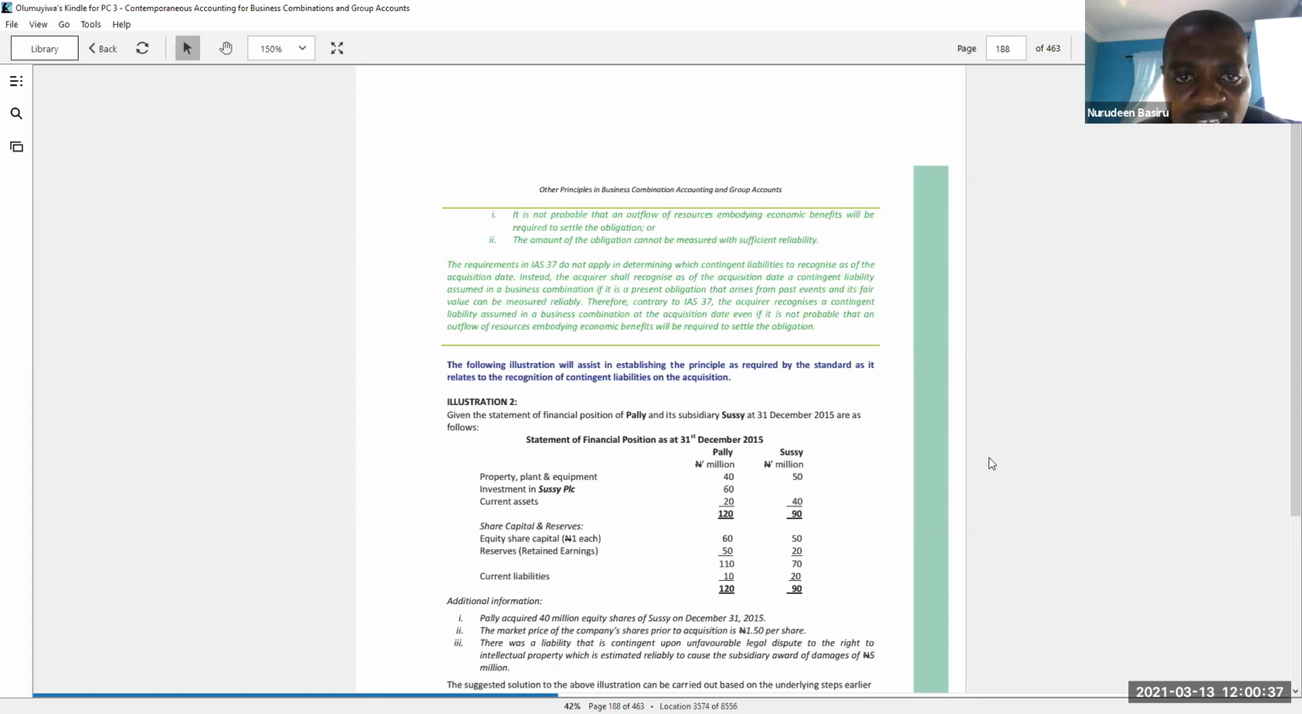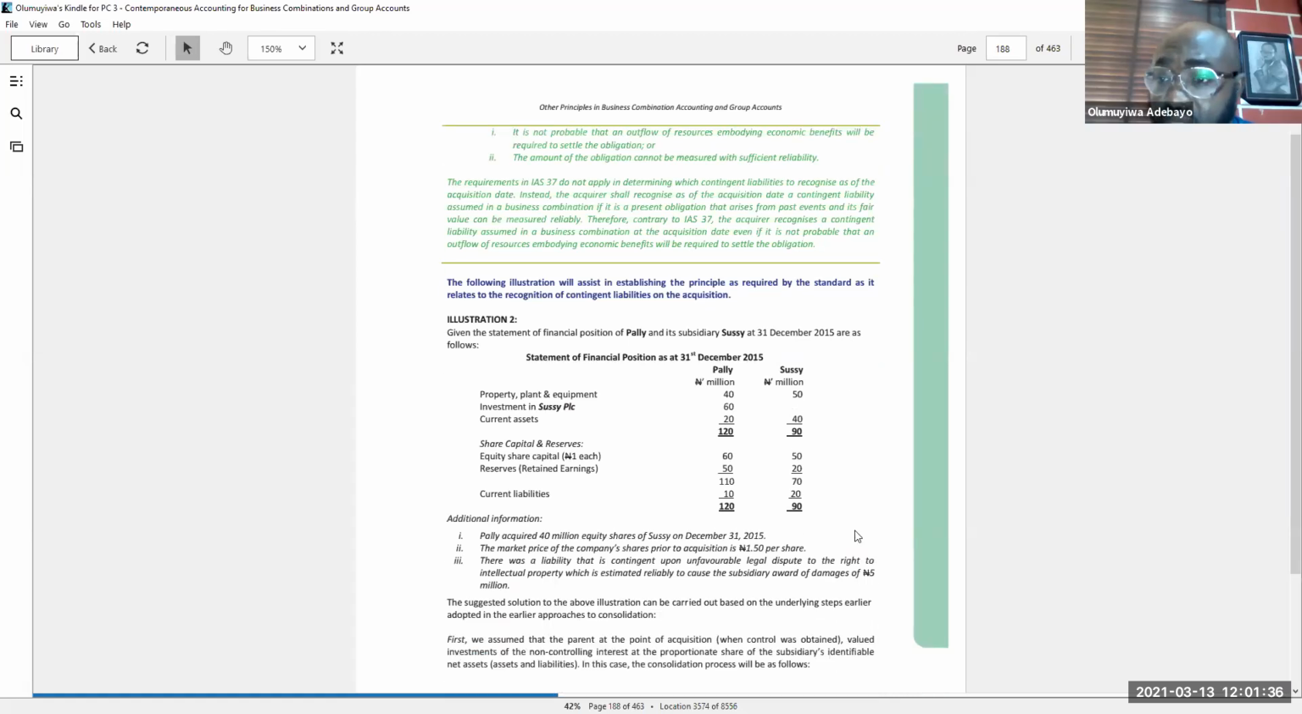The requirements in IAS 37 do not apply in determining which contingent liabilities to recognize as of the acquisition date. Instead, the acquirer shall recognize as of the acquisition date a contingent liability assumed in a business combination if it is a present obligation that arises from past events and its fair value can be measured reliably. Therefore, contrary to IAS 37, the acquirer recognizes a contingent liability assumed in a business combination at the acquisition date, even if it is not probable that an outflow of resources embodying economic benefits will be required to settle the obligation. Thank you very much.